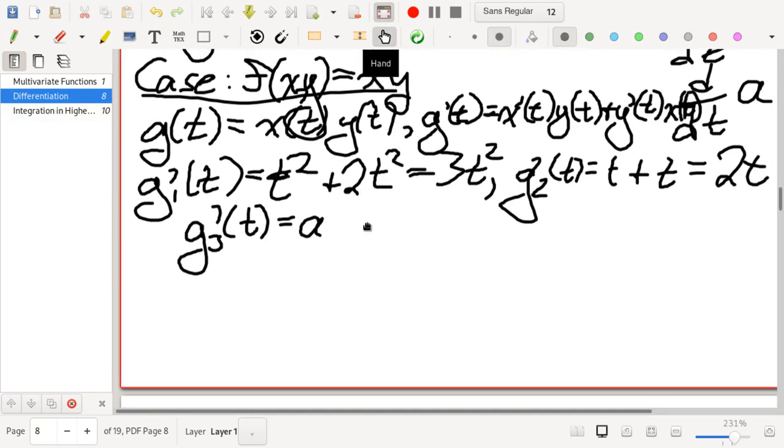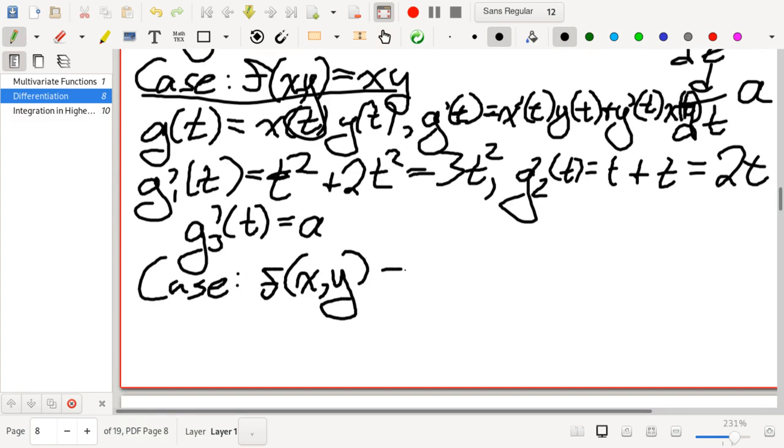All right, final case. So the final case is when f of x, y is equal to x squared plus y squared.